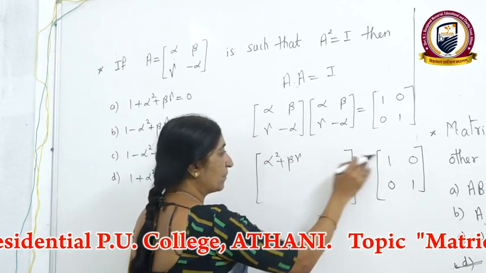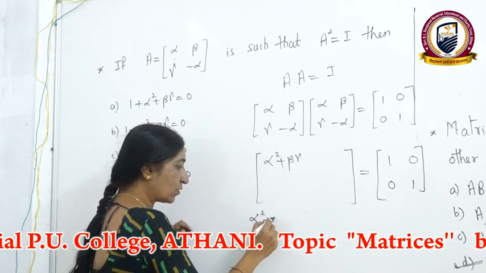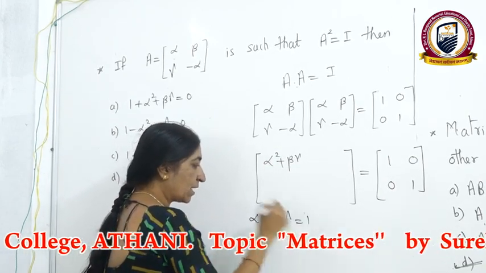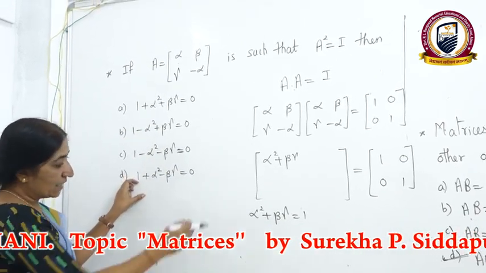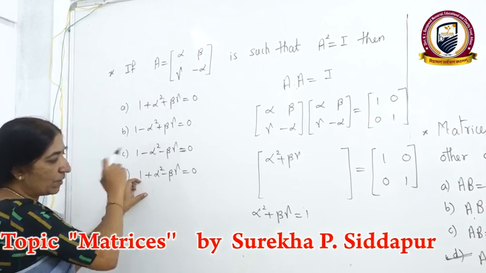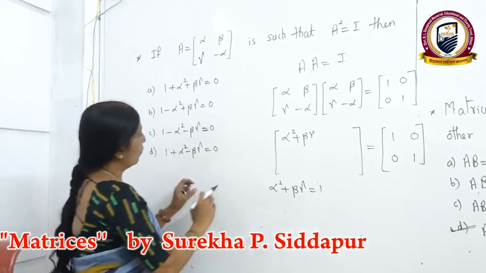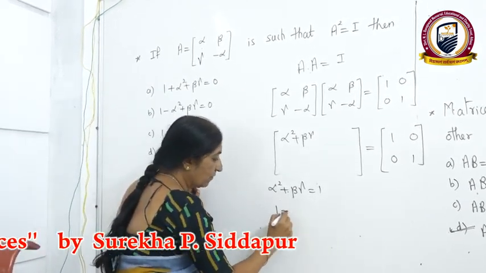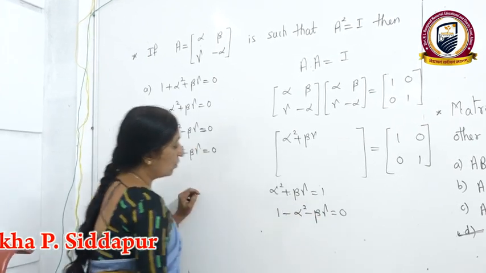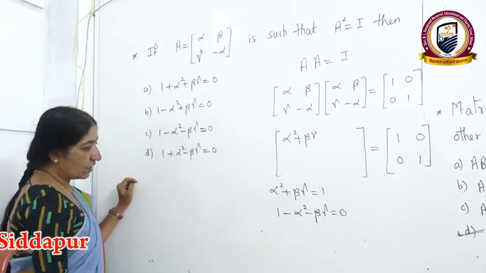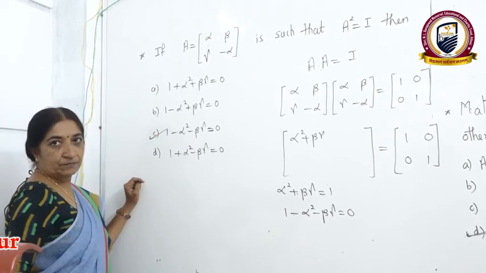Compare the first element. What is the first element? Alpha square plus beta gamma is equal to 1. So here, if it is matching with an option directly, mark it. Otherwise, go for a small adjustment. Here it is 1 minus alpha square minus beta gamma is equal to 0. See if this option is present. Yes, this is the third one.